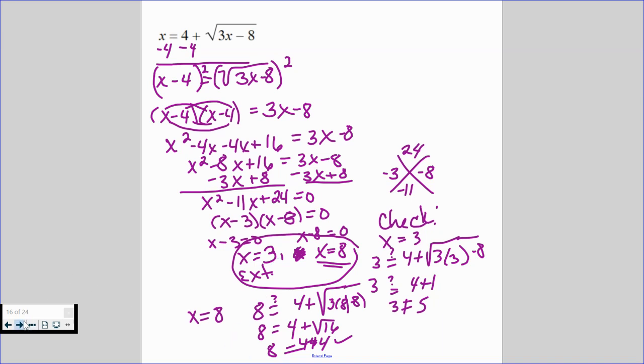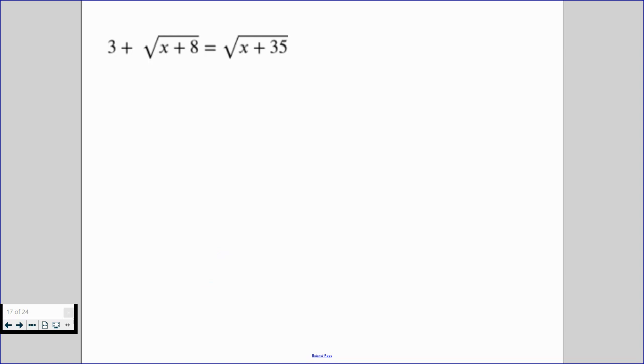All right, and then the second one I wanted to go over was this one here. It's a little bit longer to do. We have our double radicals. So what you want to do is make sure that you have one of the radicals isolated on one side of the equation. And we have the square root of x plus 35 isolated. So I'm going to go ahead and just start by squaring both sides.